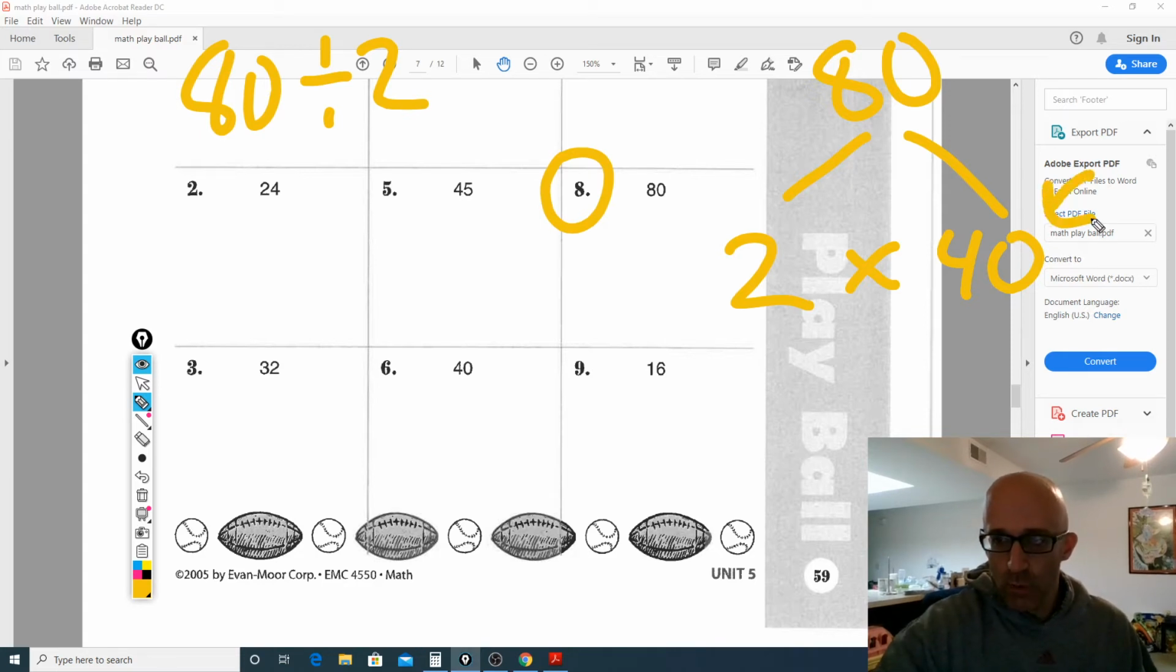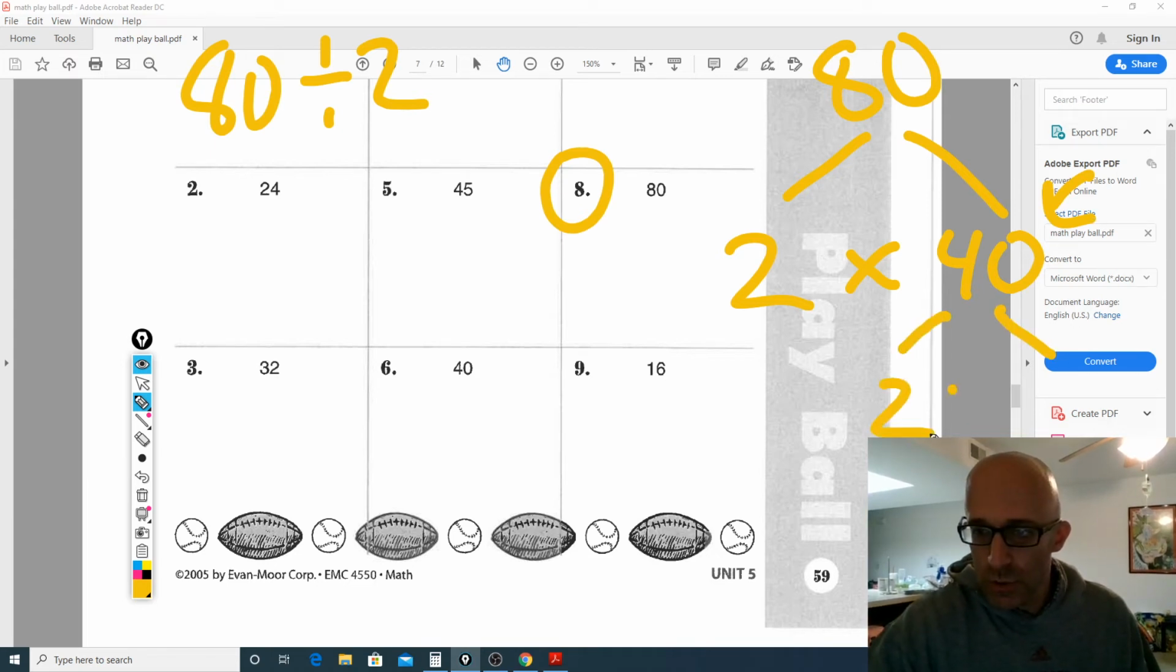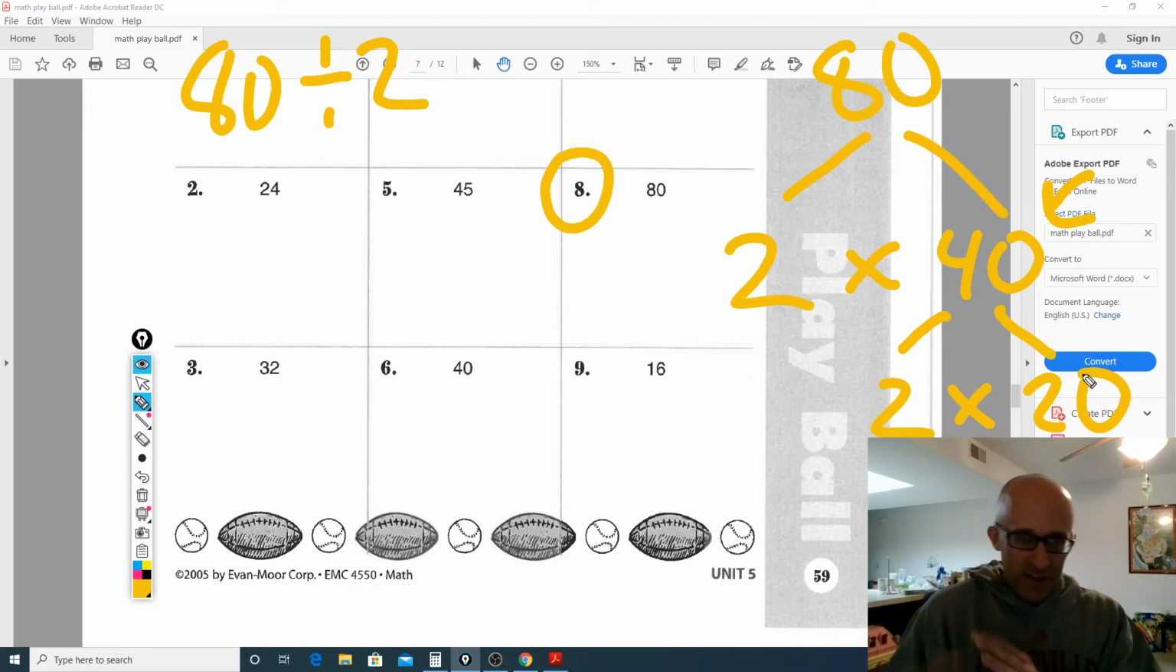So now you're looking at the number 40. You say, well, what can go into 40 evenly? Can 2 go into 40 evenly? Yes, it can. So 2, and then what is half of 40? Half of 40 is 20. You then look at the number 20 and you say, well, what can go into 20 evenly? I might run out of a little bit of room here. Can 2 go into 20 evenly? The answer is yes. 2 times what's half of 20? That is 10.